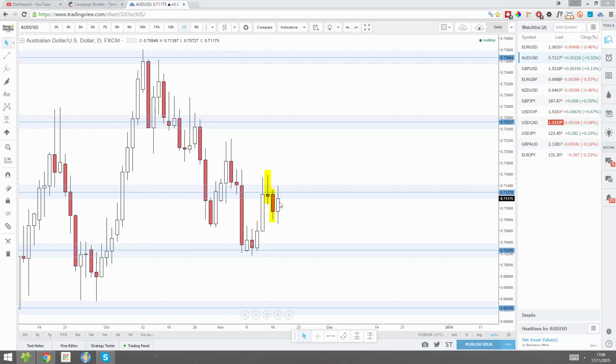isn't there, then my risk management tells me not to take the trade, because at the end of the day, it's just not worth the risk. So yeah, this would not have been a setup that I would actually trade.